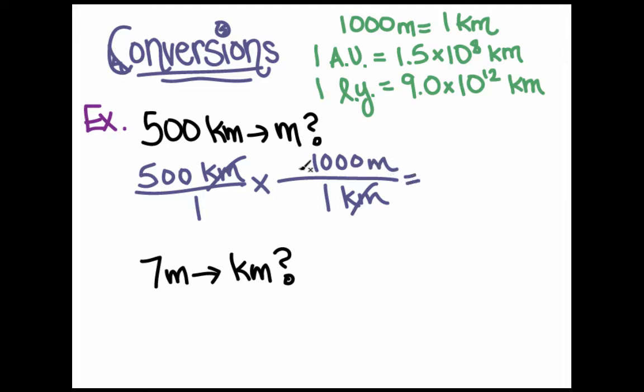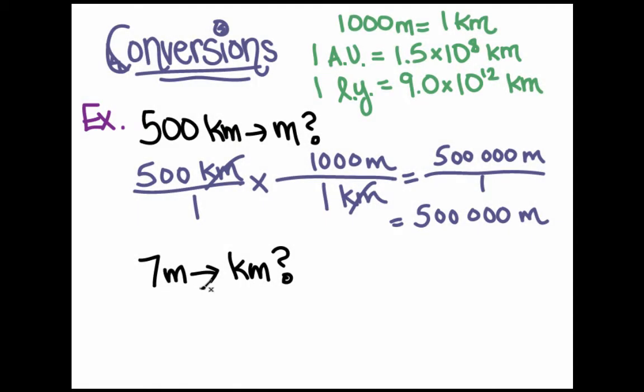Then what you do is you plug this into your calculator. So when you're multiplying fractions, you multiply the two values as your numerator together, and then you multiply the two denominators together. So in this case, 500 multiplied by 1,000, if you plug that into your calculator, you should get 500,000. The units there would be meters, so that carries over, 1 times 1, which is 1. And your final answer would be 500,000 meters.